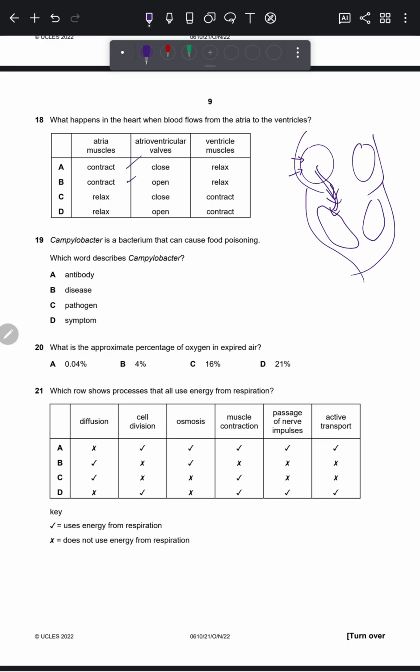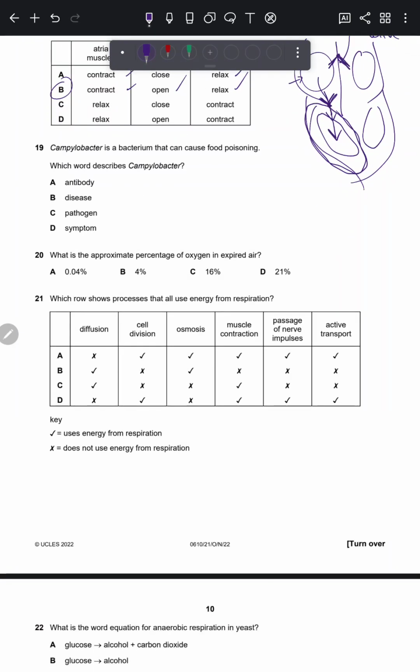Atrioventricular valves, those are found at the connection of here. That valve is here, and the valve that goes up like this is the semilunar valve. So if the blood would be flowing down here, it would have to be open, and the ventricle muscles would have to stay relaxed, so the blood could actually flow in and get collected. So the only option is B.